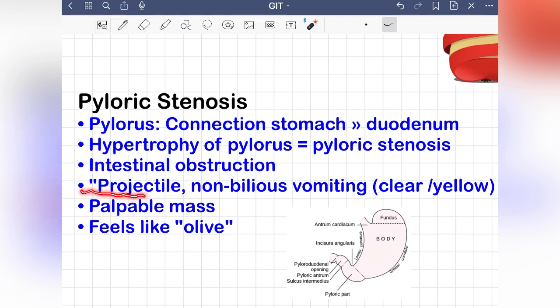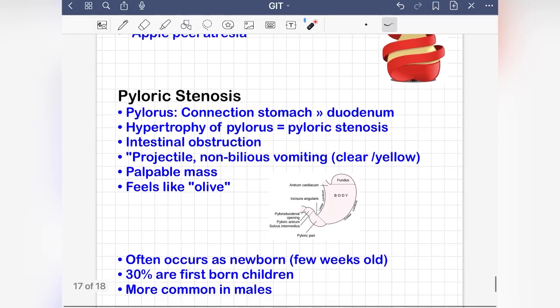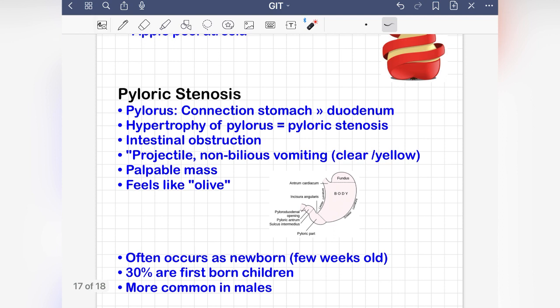Classically, these babies present with projectile non-bilious vomiting. So non-bilious means clear or yellow vomiting. The bilious vomiting is usually dark green. The reason it is not bilious is because the obstruction occurs prior to the entry of bile into the small intestine. Therefore, the bile cannot get back into the stomach and it's not part of the vomitus. Another key finding of pyloric stenosis is a palpable mass that feels like an olive.